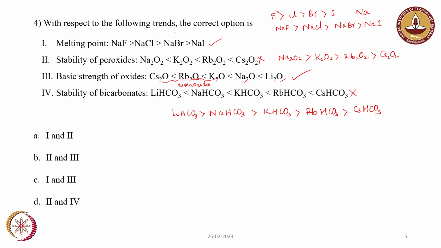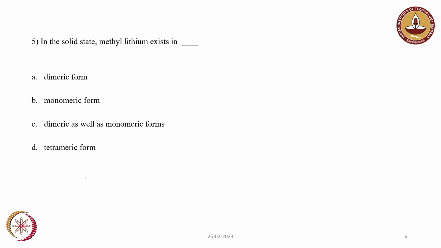So we are asked to find correct option. Statement 1 and 3 are right. So correct answer is option C, 1 and 3. The next question is, in the solid state, methyl lithium exists in option A, dimeric form, B, monomeric form, C, dimeric as well as monomeric form, and D, tetrameric form.